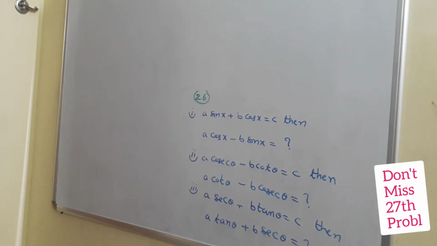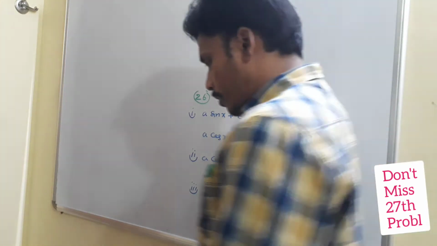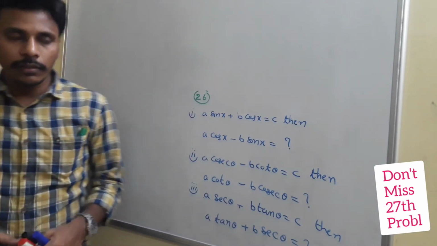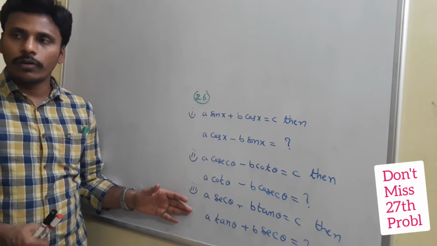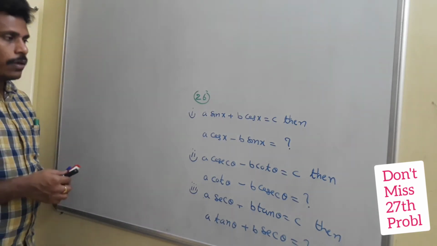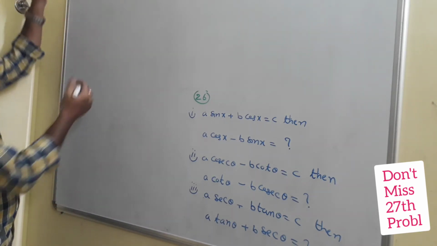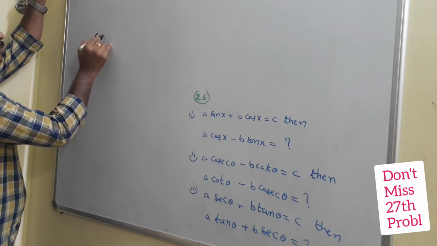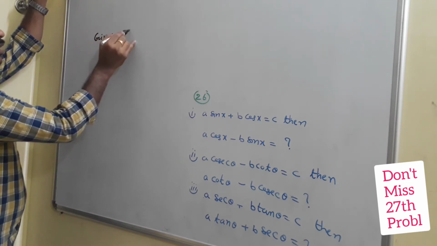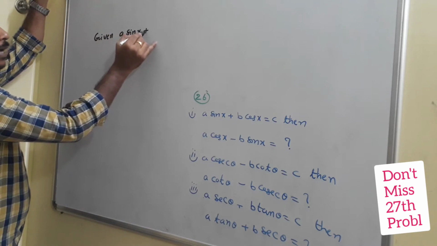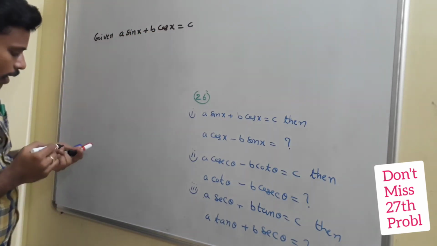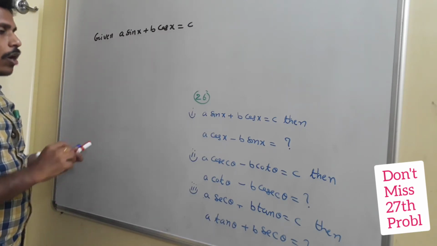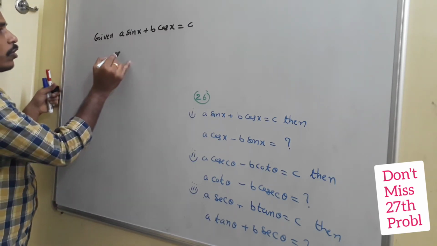There ends 25 and now we are at 26. Again we have 3 more problems in 26, and these 3 are again similar. I will prove the first one and then the second one, and I leave the third one as your work. Now look at the first one, what is given. The problem says that a sin x plus b cos x is equal to c, and they are asking us to find a cos x minus b sin x.